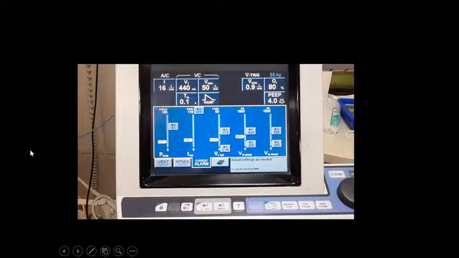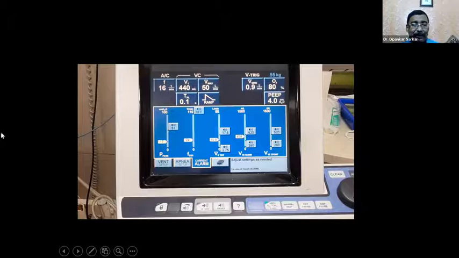And suddenly you find the patient develops hypotension, tachycardia, and in no time, if you do not see and attend the patient then and there, the patient develops cardiac arrest. What happens? There is a development of pneumothorax. So you have to put the alarm at a value that alerts you before it's too late. Okay, so the alarm should be set in this way.